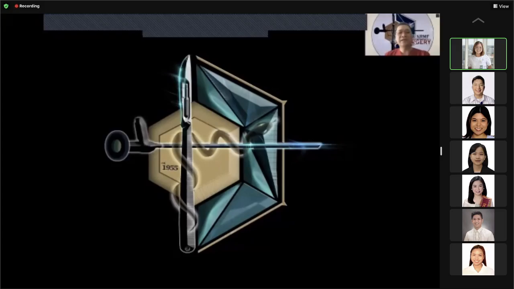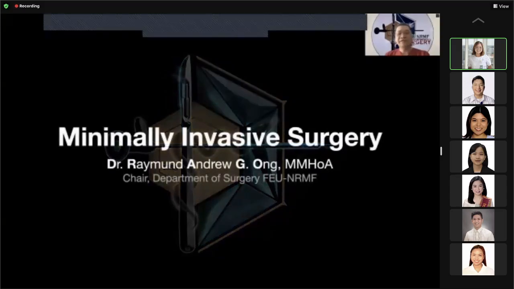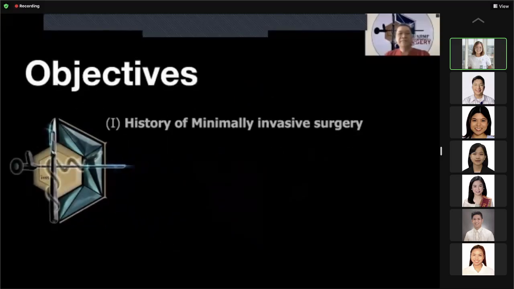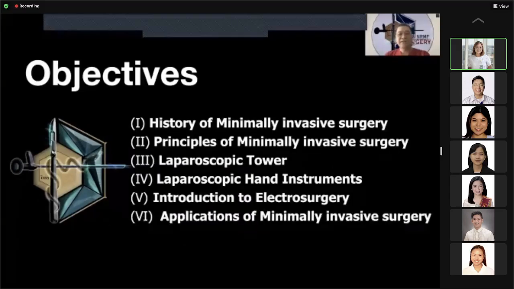So these are just exercises for somebody who wants to be a laparoscopic surgeon. So let's start. The topic that I'm going to discuss is minimally invasive surgery, or what we call laparoscopic surgery. So what are my objectives? I'll just be discussing a bit of these topics.